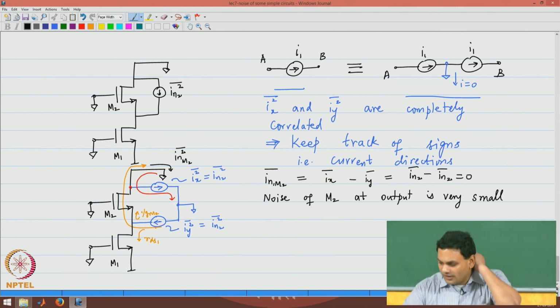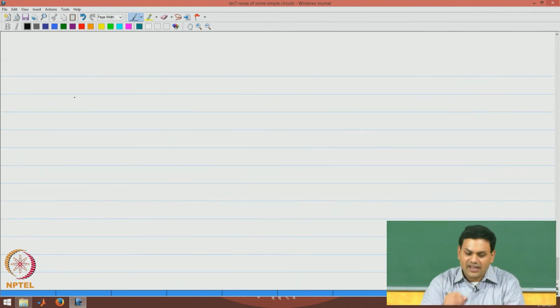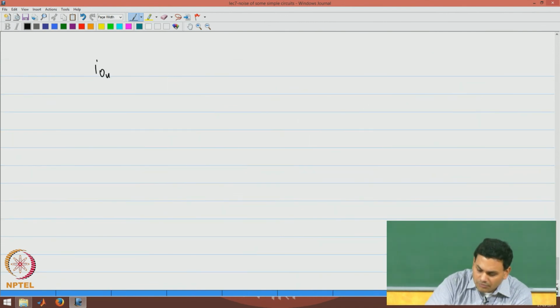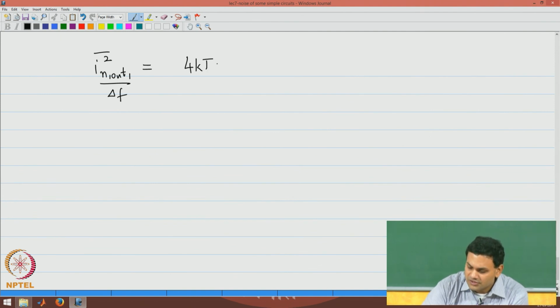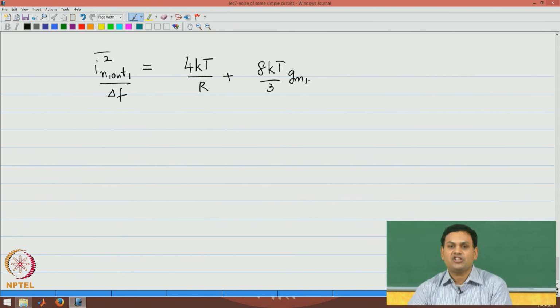And therefore, now we can write the total noise current at the output, which is 4kT/R plus 8kT/3gm1.